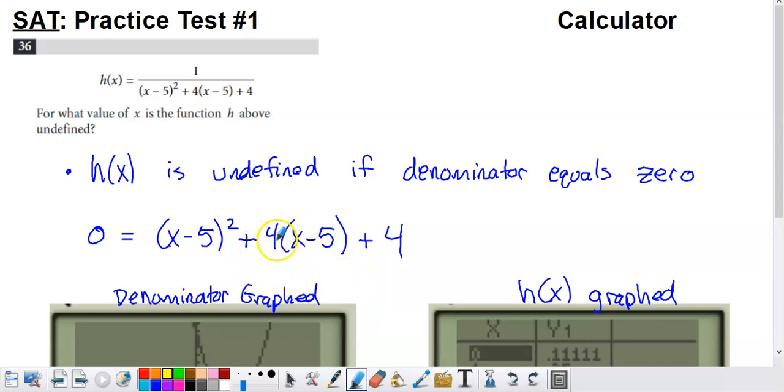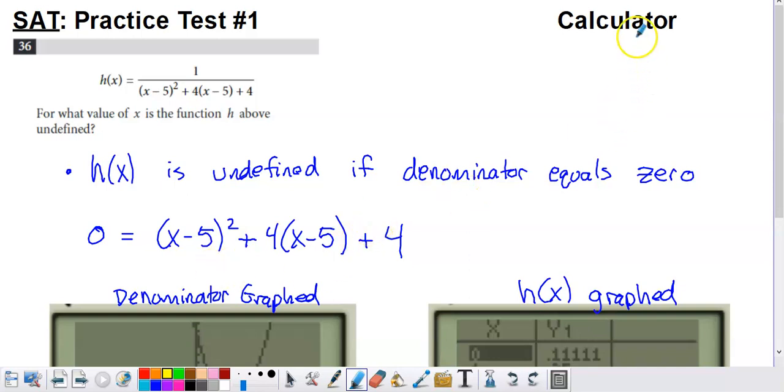So you could distribute here to get rid of that set of parentheses. You can't distribute an exponent into a set of parentheses. You'd have to write this out as x minus 5 times x minus 5 and expand that, or FOIL that. So that process, that algebraic process, is not wrong. It gets a little lengthy because you're going to do those steps, combine some like terms, and then either try to solve by factoring or use the quadratic formula once the quadratic equation is in its standard form. Again, not wrong, not what I went ahead and did.